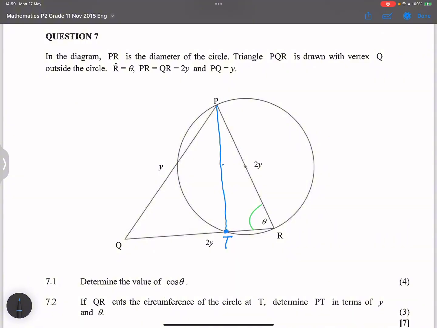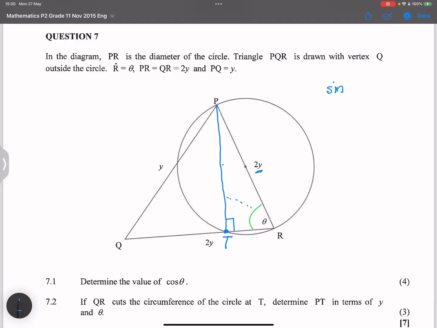Now notice in this case that PR, they did say that that is a diameter. So what does that make PT and TR? They are perpendicular to each other, and this is angles at semicircle, isn't it? So in this case, we can apply our trig ratios. We are looking for PT, which is opposite that angle, but we do have the hypotenuse. Now, PR becomes our hypotenuse in that case. So what is opposite over hypotenuse? That's going to be the sine, right?